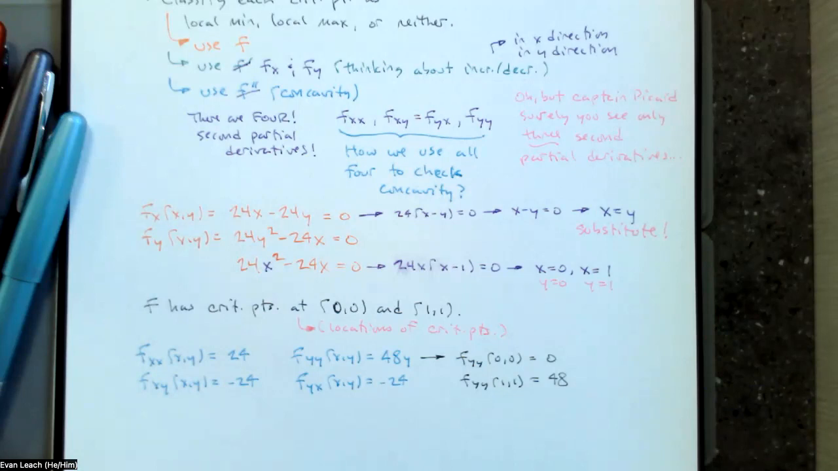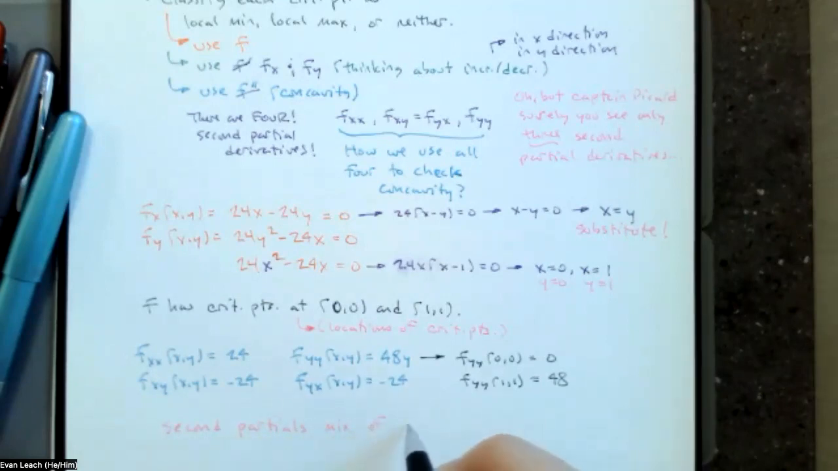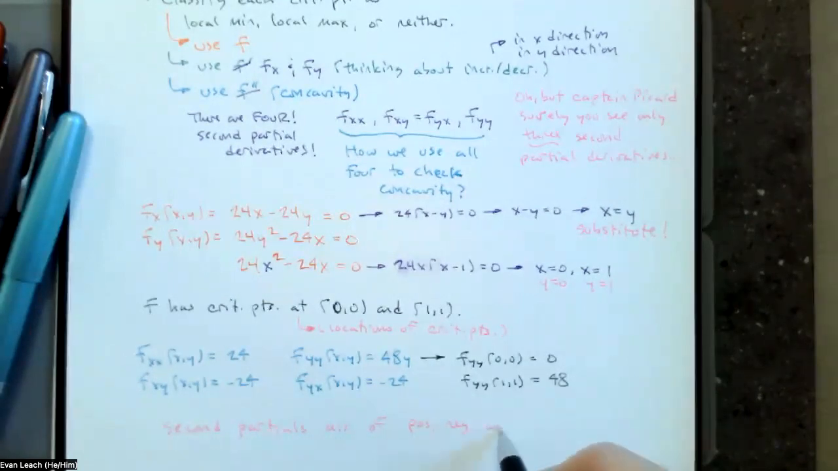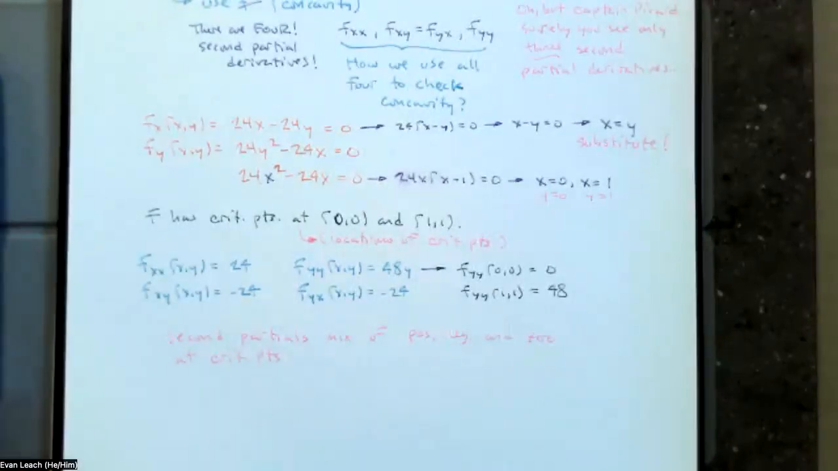now what we've got to do is think about what the second derivative is telling us and how we're going to interpret that in this scenario. We've got a mixture of positives, negatives, and zeros. Our second partial derivatives are this mix of positives, negatives, and zeros at the critical points. So we've got to think about how we're going to interpret this.